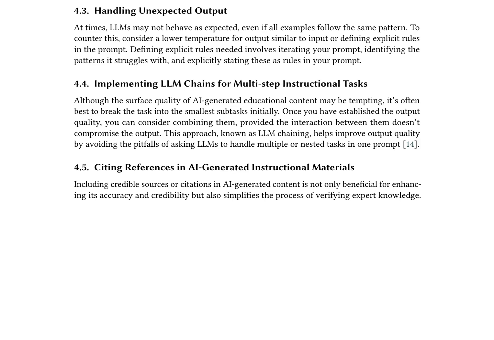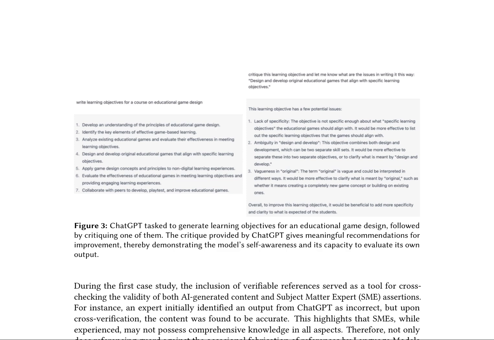or facilitating broader transfer. Handling unexpected output is essential, involving iteration of the prompt to identify patterns and define explicit rules. Implementing LLM chains for multi-step instructional tasks is also recommended, breaking tasks into smaller subtasks to improve output quality. Figure 3 showcases ChatGPT's capability to generate learning objectives for an educational game design, as well as critique one of them. This exemplifies the model's self-awareness and ability to evaluate its own output.